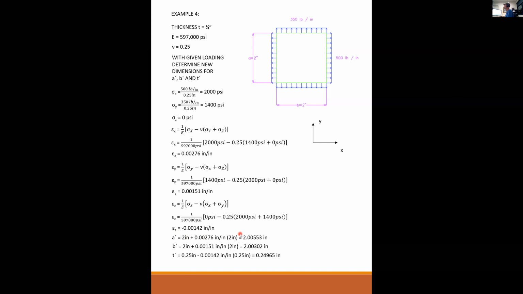Okay? If you go back and look at how we defined strain from the very first class, we said epsilon, strain, is equal to L minus L naught over L naught. L is the new length, L naught is the original length. So if epsilon equals L minus L naught over L naught, then solve for L. And L, which is A prime, B prime, T prime, is equal to L naught plus epsilon times L naught. So that's what I did each time. I just kind of reversed it right here, but this is epsilon times L naught plus L naught.